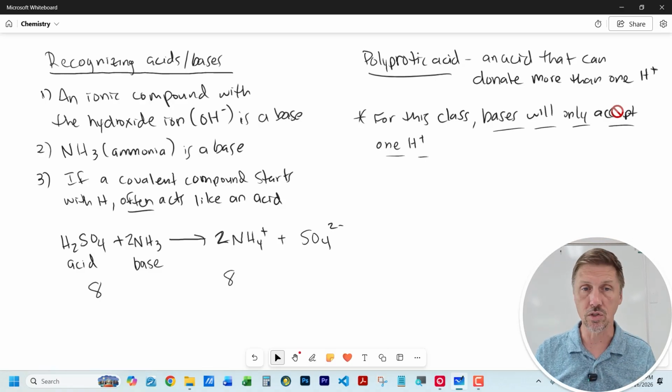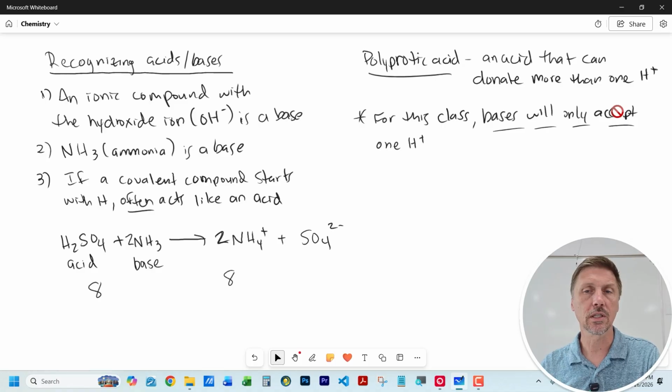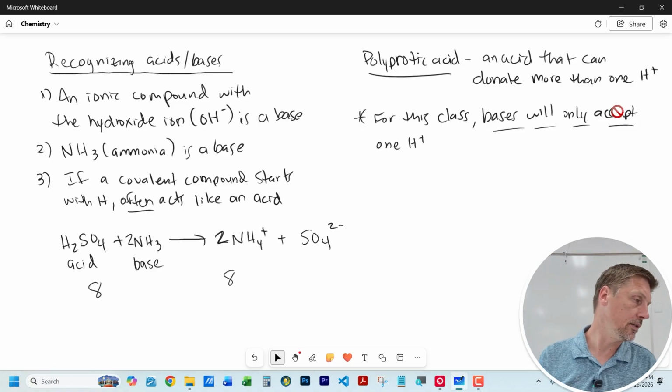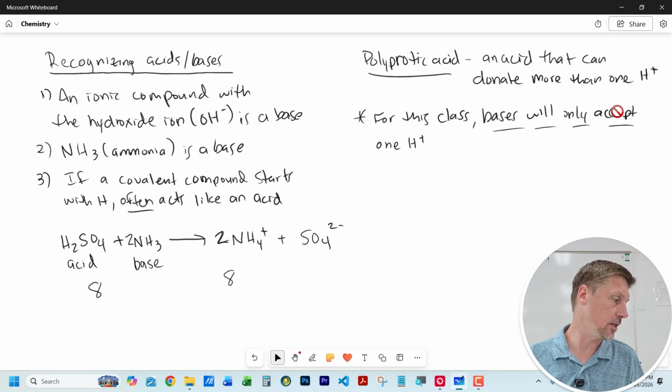All right, we can assume that will be the case. So just keep that in mind if you're asked to write something like this, that you're only going to be moving over 1 to the base. And it should be pretty easy to recognize which one's going to function as the acid and which one's going to function as the base.